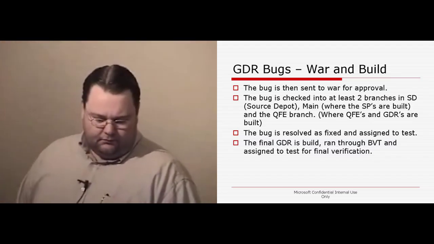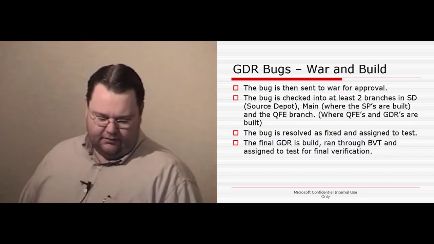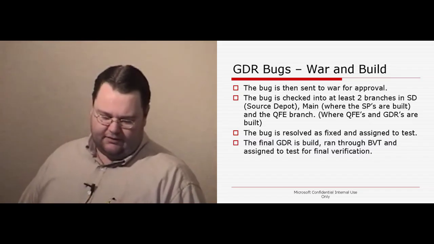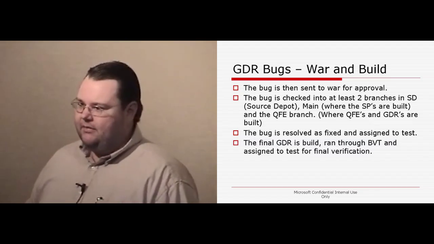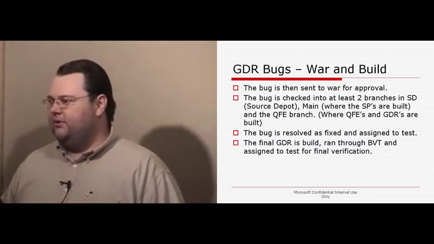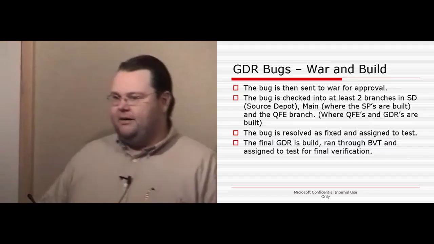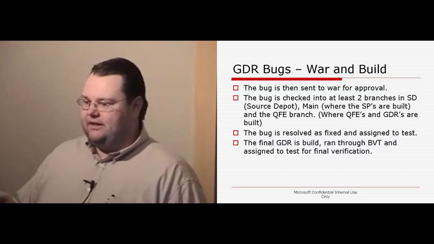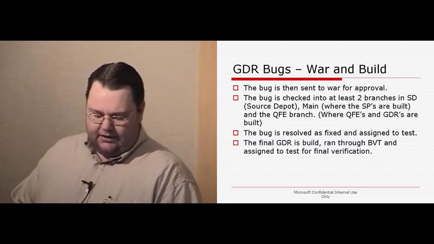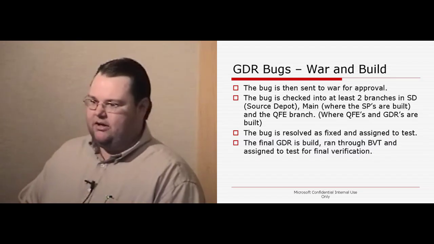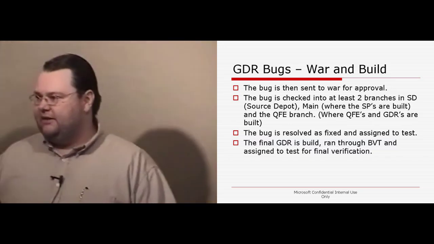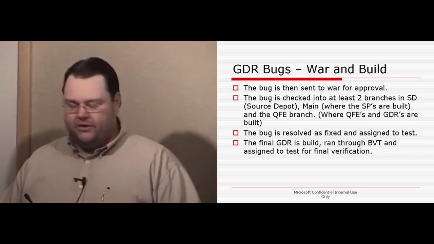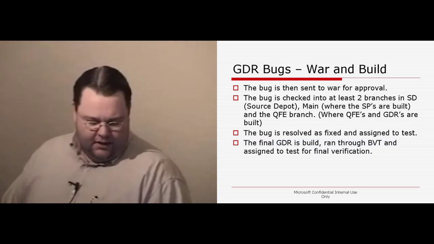So as soon as they approve it, then for a GDR, it gets checked into at least 2 branches, and I know that'll get covered later on in the week in more detail, but at a minimum there's going to be 2 branches, and that's important for testing. It'll get checked into the QFE branch where all the GDRs are built from, and also to the SP branch where the service pack is built from. So you'll need to test on both of those, and I'll cover that more in a minute.